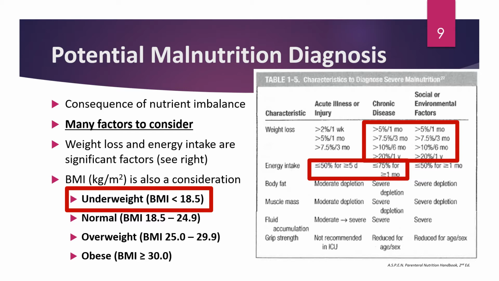In addition, BMI is also another big consideration. We consider a BMI of less than 18.5 to be underweight. And sometimes patients might be underweight just because of the way that their body is built. It doesn't necessarily always mean a diagnosis of malnutrition. It just might be the way that their genetics go, and that's perfectly okay.